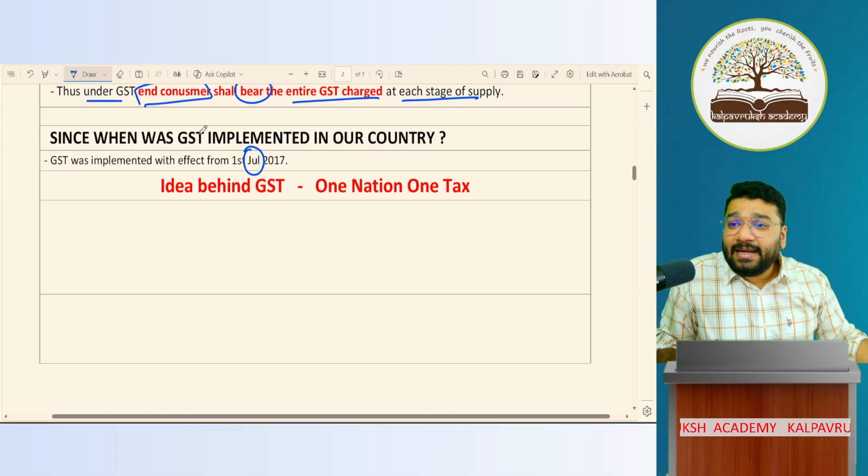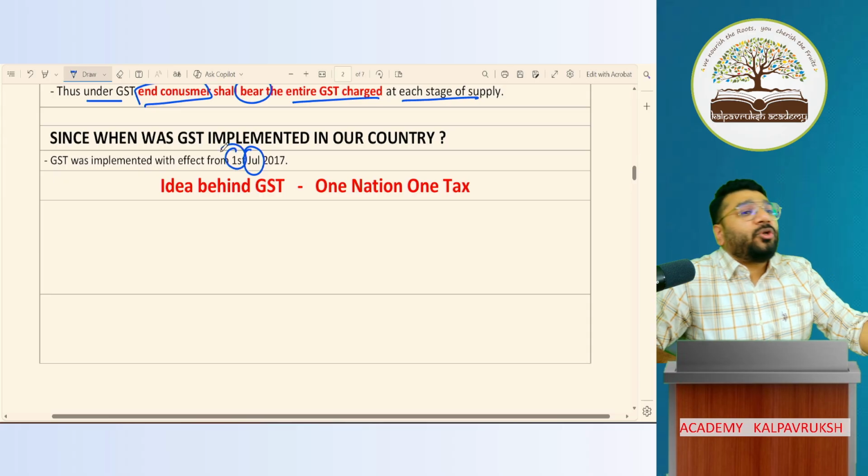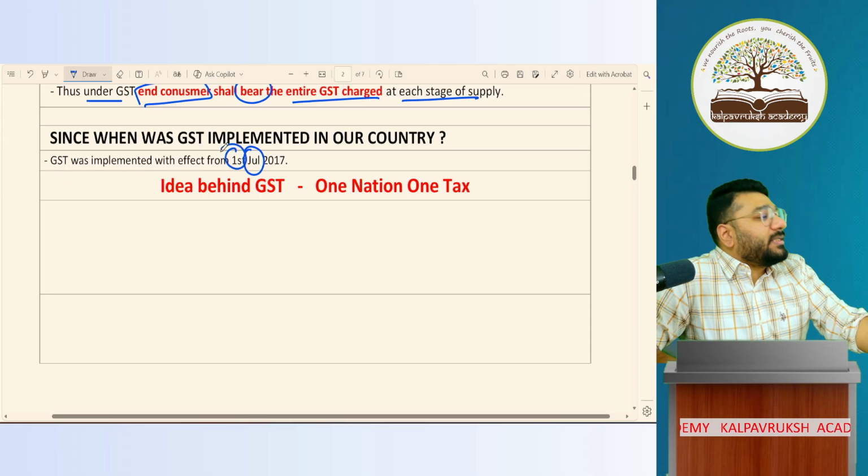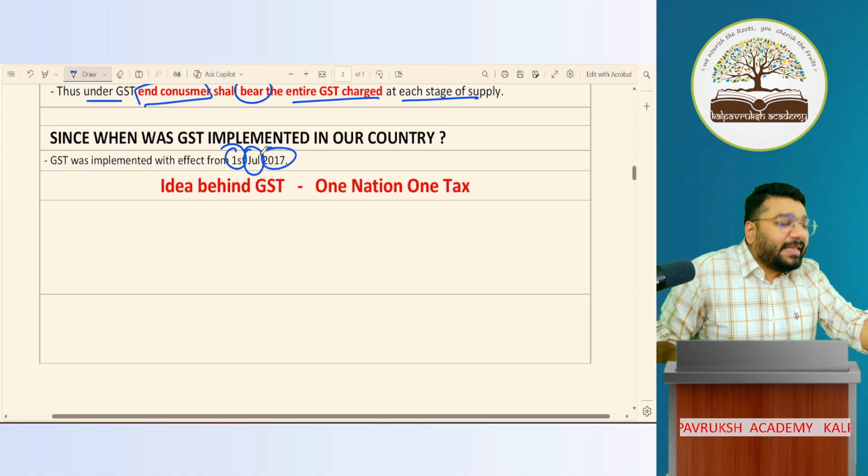GST was implemented in India from 1st July 2017. 1st of July 2017. Got it, not got it? 2017. Will you forget the year?